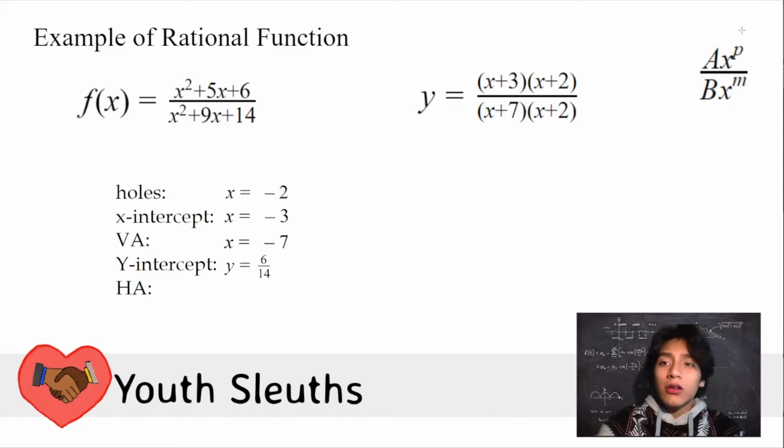To find the horizontal asymptote for our example, we need to look at the leading degrees of both the numerator and denominator. So we see that in the numerator we have 2, and in the denominator we also have 2. So if you remember, P equals M is our case 1.